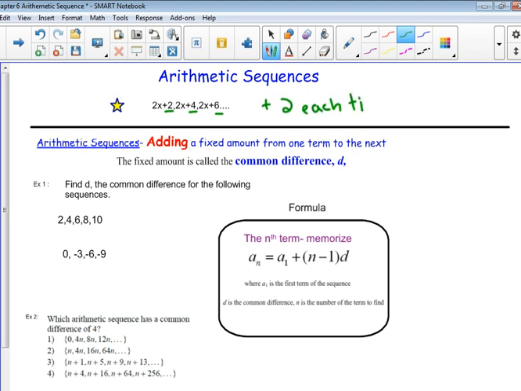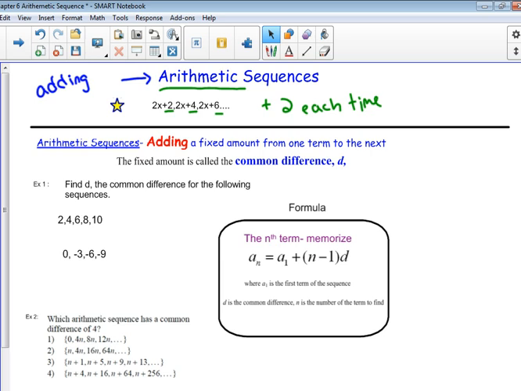So, when we are looking at arithmetic sequences, you're always going to be adding a fixed amount every single time. Now, we have a formula for an arithmetic sequence. If you were taking the readings class, you would have to memorize it, but you don't have to. I'll give you guys the formula to use.